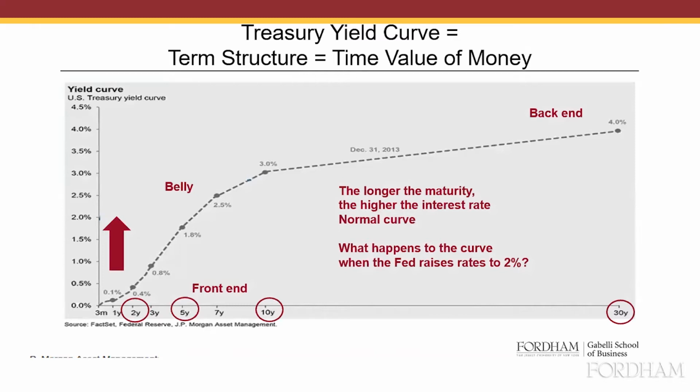If you look at this chart, we have interest rate here, and we have the maturity spectrum. This part of the curve here is called the front end of the market. This is the back end of the market, and this is the belly of the market.